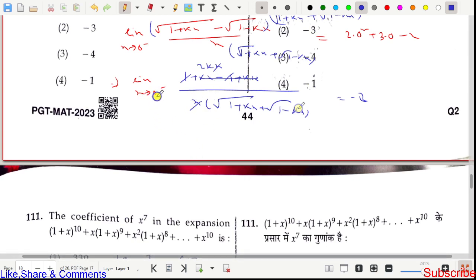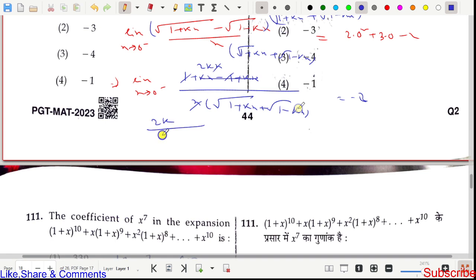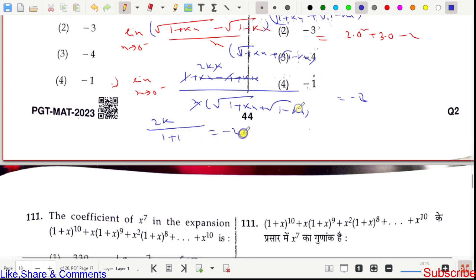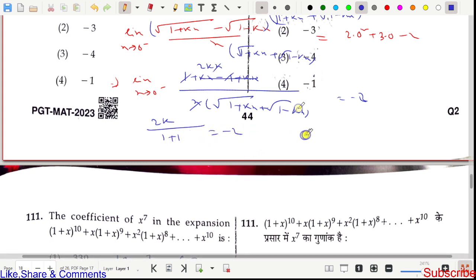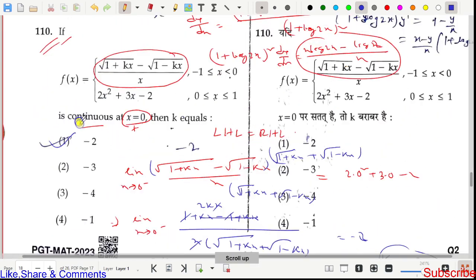Now we can put the value of x, that is 0, so up is 2k, down it will be root over 1 plus root over 1, that means 1 plus 1, that is 2, and the value on the right side is minus 2. So 2k by 2 equals minus 2, 2 cancels out, so the value of k is minus 2. So this we needed to find out, and that value is minus 2.